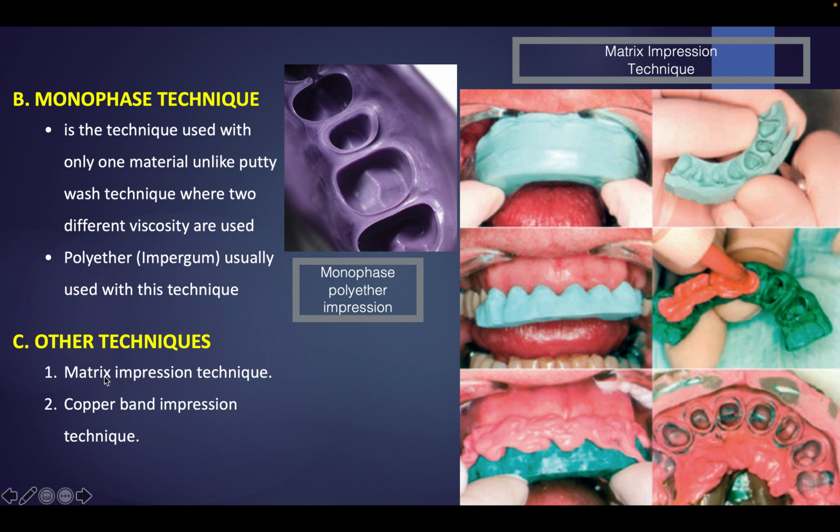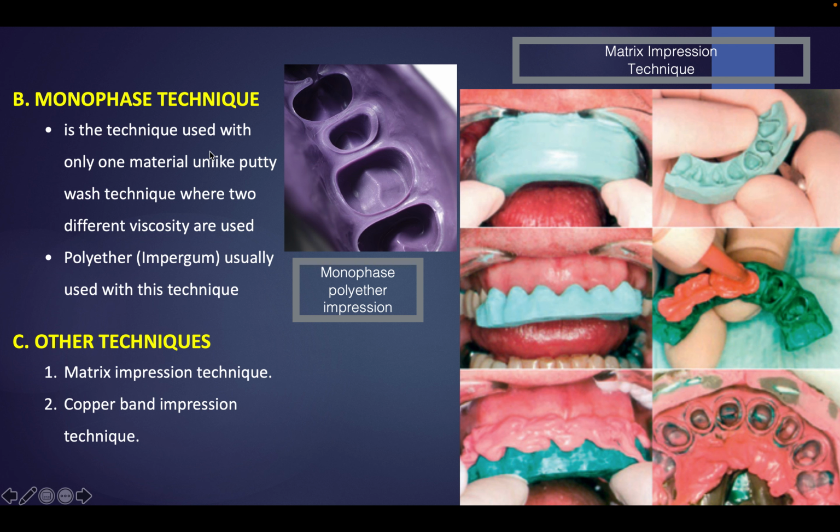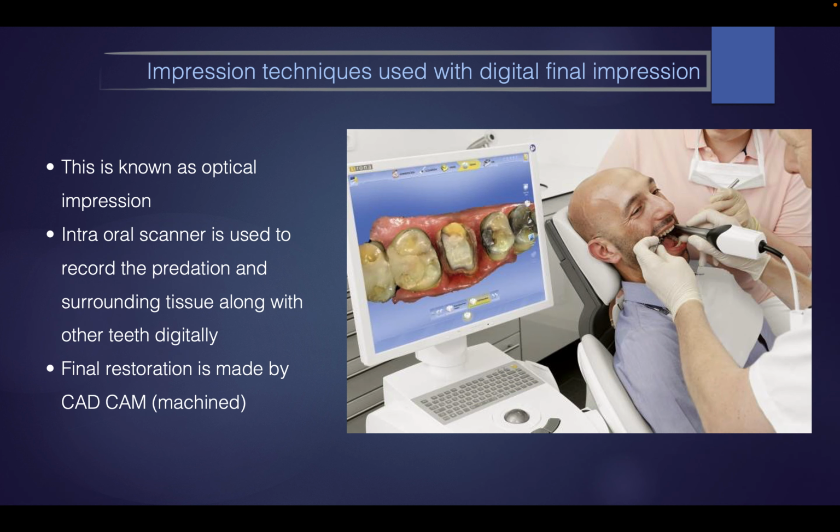Other techniques. This is an image of the matrix impression technique. You make a matrix, okay, and you impress it. And we talked about the copper band impression technique. Now, these are not common. The common are the monophase and the putty wash techniques. So those three techniques are the common. In digital, you have already studied this in detail using the intraoral scanner, which we can use if you want to do it in the clinics.